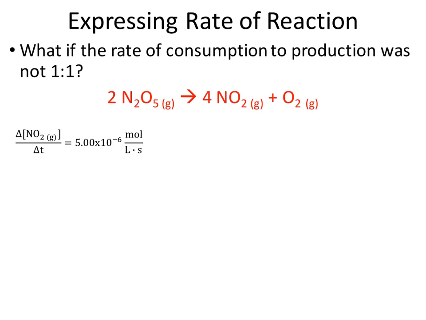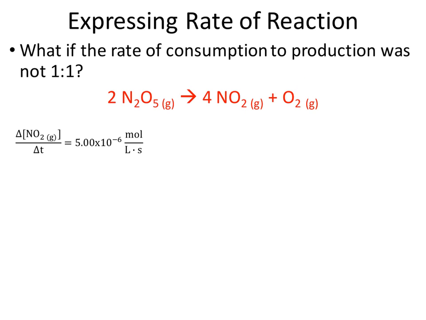Now, what happens if the ratios are not 1 to 1? In this case, when we have our balanced equation, we have dinitrogen pentoxide decomposing into nitrogen dioxide and oxygen, and we can see from the balanced equation that they are not 1-to-1 ratios. So if we are given this rate over here, the change of NO2 over time is 5.00 times 10 to the negative 6 mole per liter per second. How does that relate, or how does that work for N2O5 and for oxygen?